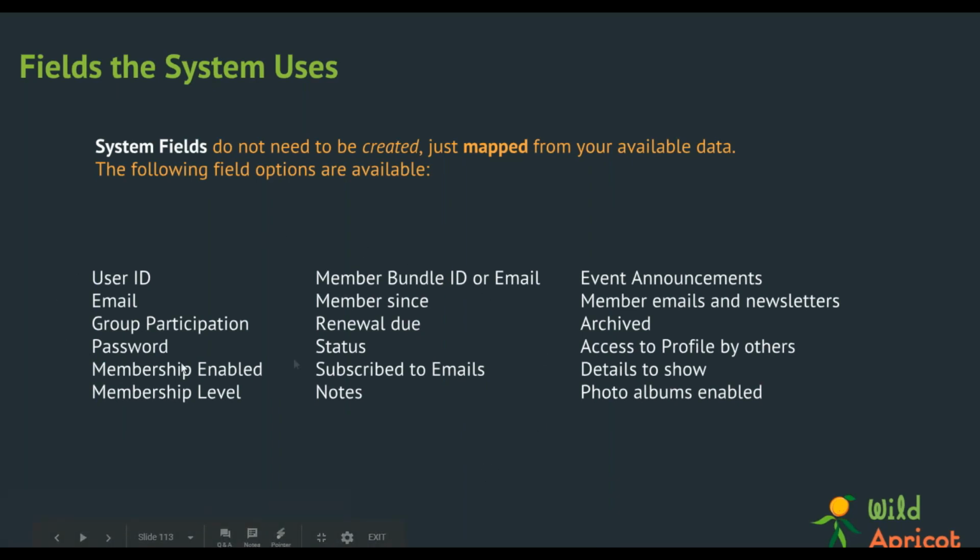So what this kind of means is that these are all things that are used by the automation to be able to automatically send emails or determine whether or not somebody has access to their profile, or wants to grant access to others about their profile.